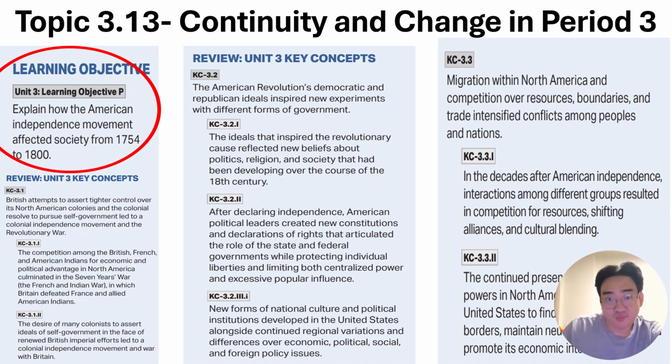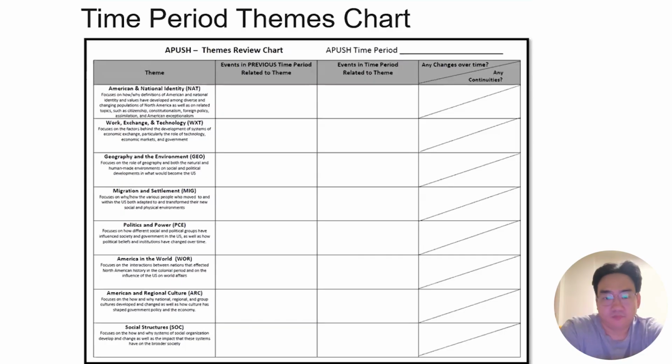All right, so we're done with 3.12. We'll get into the Southern economy more later, but now we are on the last topic of Unit 3, 3.13. It says continuity and change. So basically what this means is what changed and what stayed the same. You don't have to read all the key concepts. This is just a review, but the learning objective is explain how the American independence movement affected society from 1754 to 1800. So let's get into it.